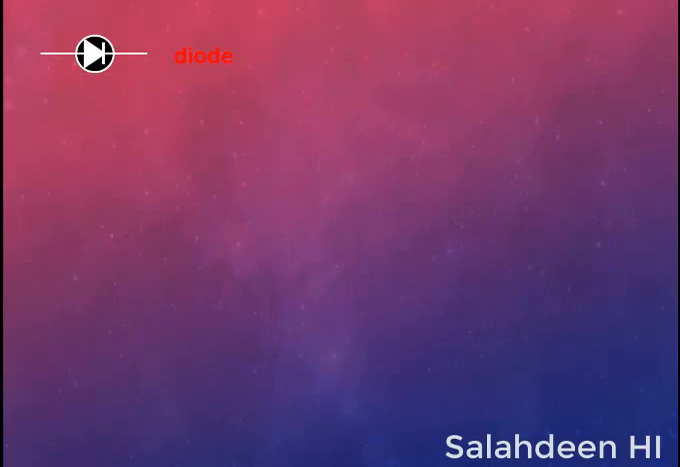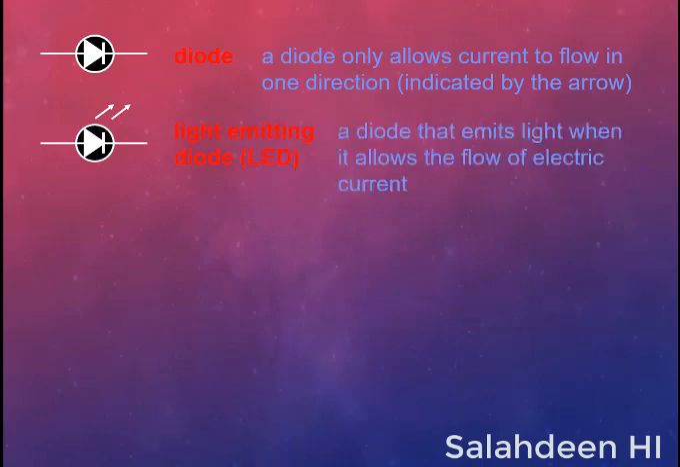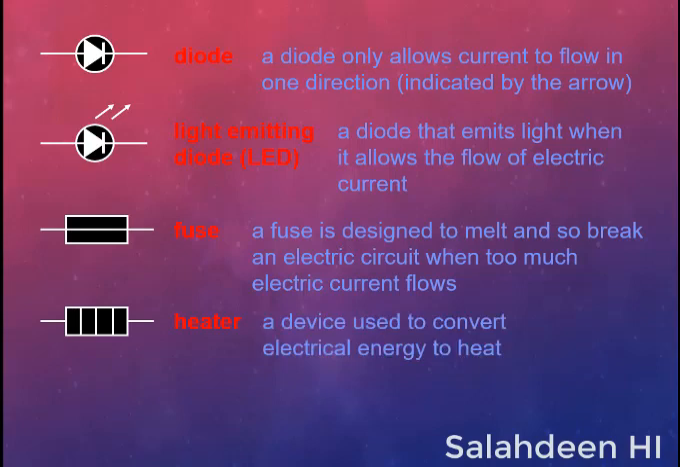This is the symbol for a diode. The diode only allows electric current to flow in one direction, which is shown by the direction of the arrow there. Light emitting diode, LED, a diode that emits light when it allows the flow of electric current. Symbol for a fuse. A fuse is designed to melt and so break an electric circuit when too much electric current flows. This is the symbol for a heater, a device used to convert electrical energy to heat.